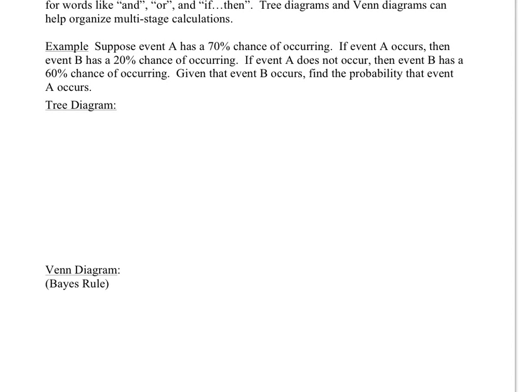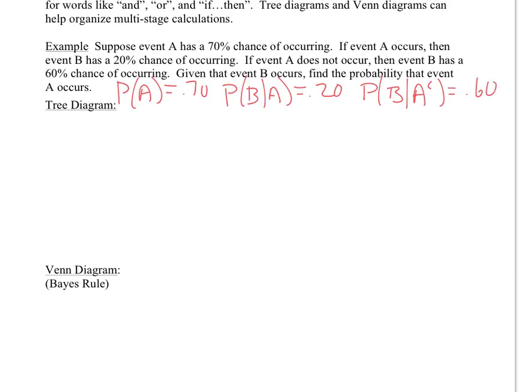So first I have, suppose the probability of event A is 0.70. Let's summarize the given information here in red. If A occurs, the probability of B is 20%. On the other hand, if A does not occur, the probability of B is 0.60. Notice event A not occurring has the symbol A complement. If I summarize the given information in a tree diagram, it will help me answer the following question. Given that the event B occurs, find the probability that event A occurs.